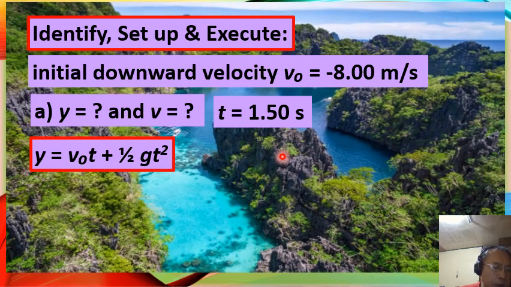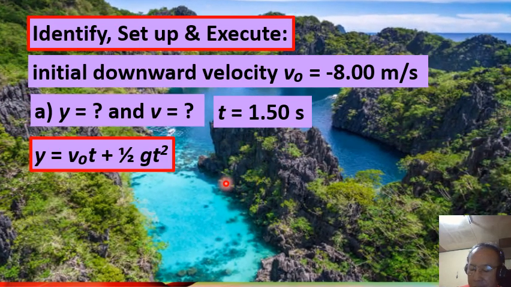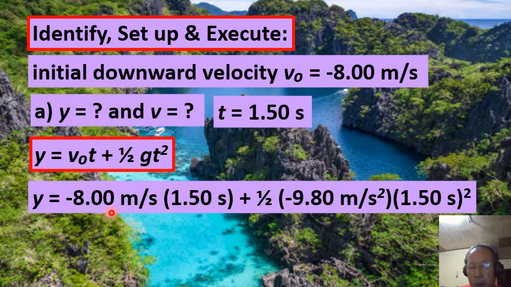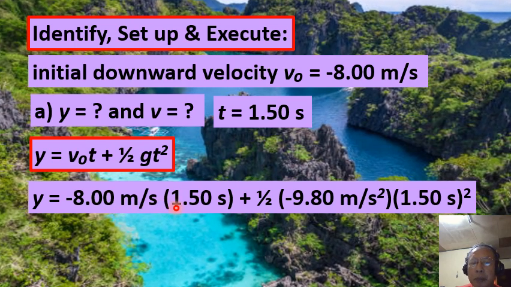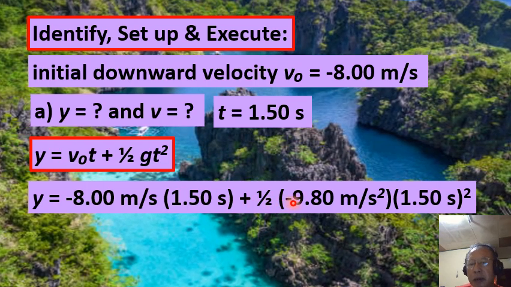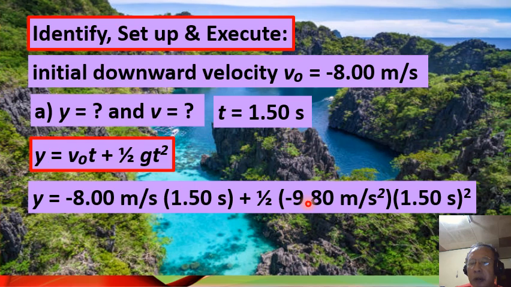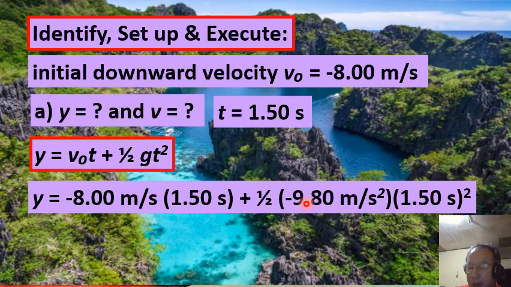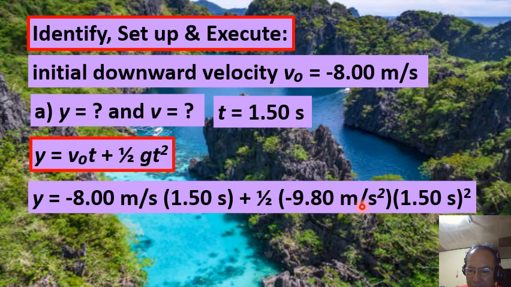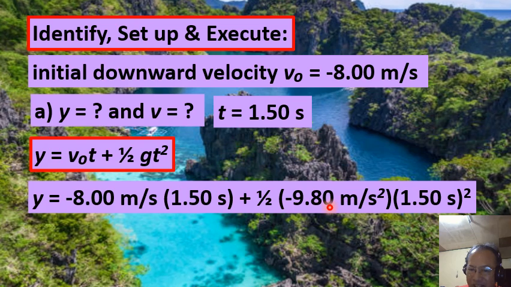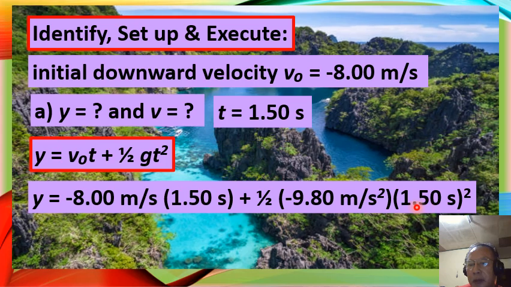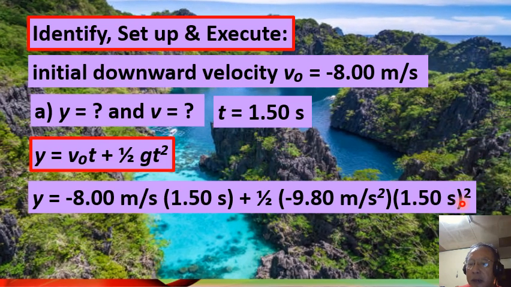So, substituting the given quantities into this formula, we get y equals negative 8.00 meters per second multiplied by 1.50 seconds, and then plus 1/2 of g, all right? Acceleration due to gravity always has a negative sign, and we are using here the value 9.80 meters per second squared, to 3 significant figures. And then multiply that by the square of the given time, 1.50 seconds squared.